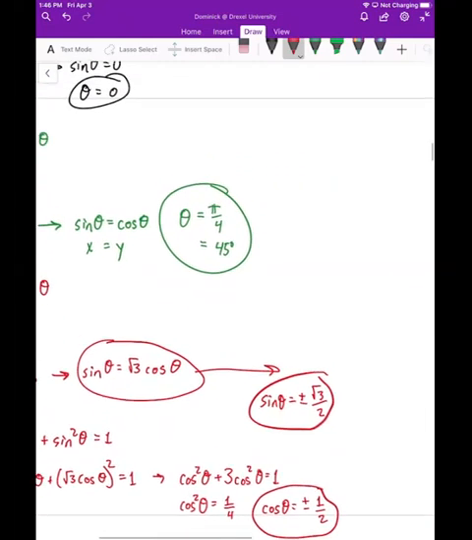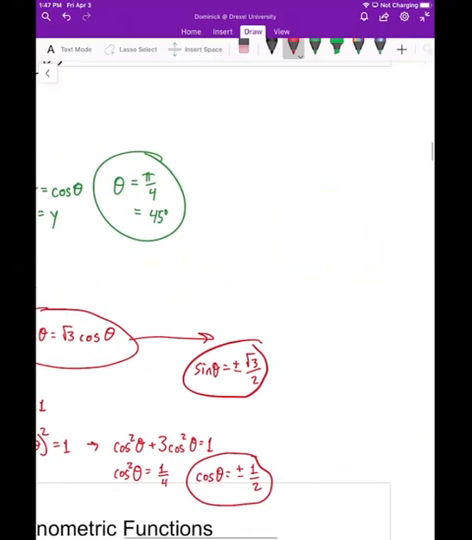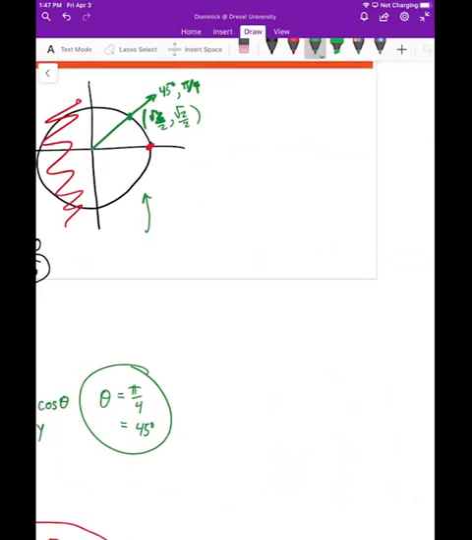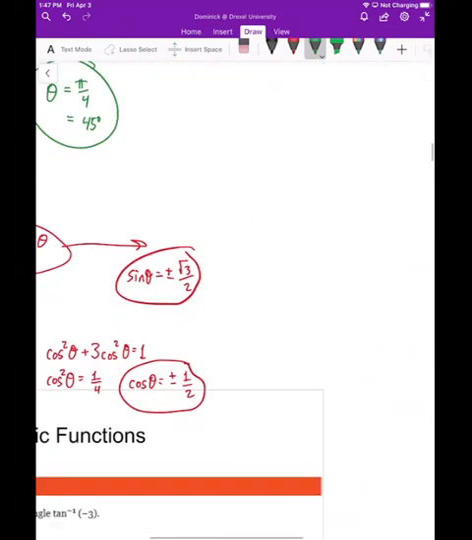Now, again, what was the original problem? The original problem was we needed to find the inverse tangent, right? Now, if I'm looking at the inverse tangent, I'm only on the right side of the plane, right? So if I'm on the right side of the plane and my tangent is positive, and in this case it is, I need them both to be positive. So I would need sine of theta to be square root of 3 over 2, and cosine to be 1 over 2, right? So of course, this is when you have a 30, 60, 90 triangle.